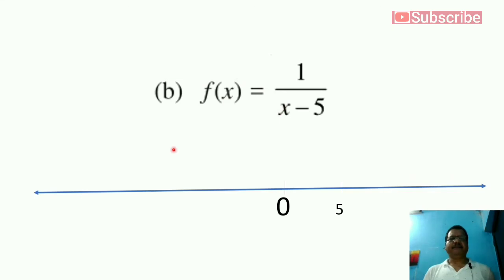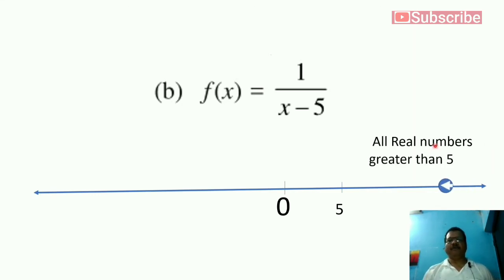We are taking question number B. Here is the real number line. This function is defined on the set of real numbers. Every real number can be put here except 5, because 5 minus 5 will be 0. When we put x equal to 5, the function will be undefined, and no real value we will get for 5. That's why, except 5, for all real numbers this function is defined. There we will check the continuity of this function. Correct?